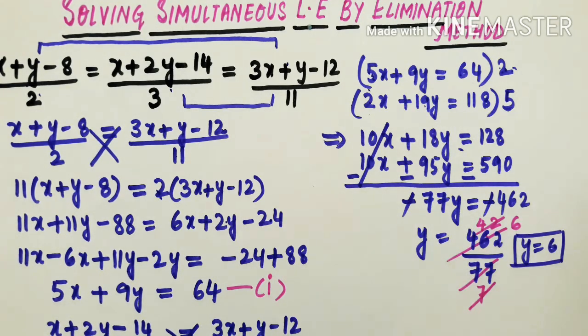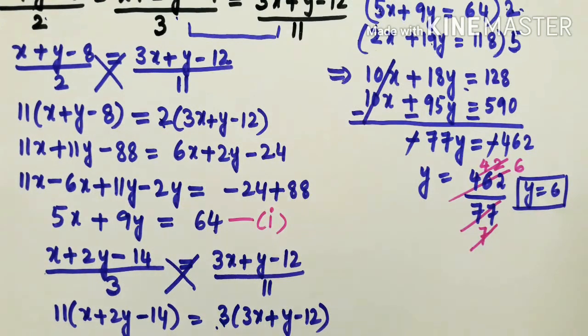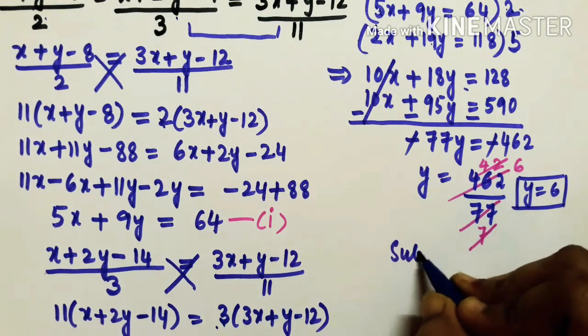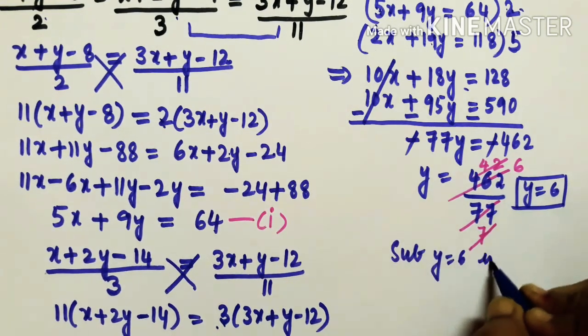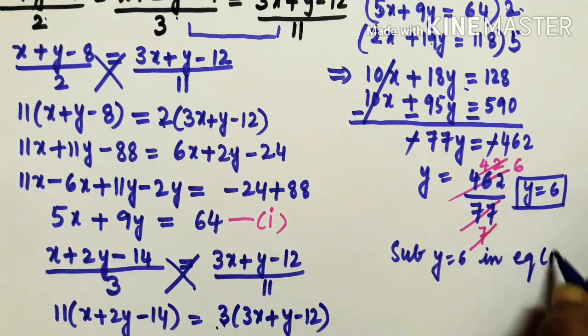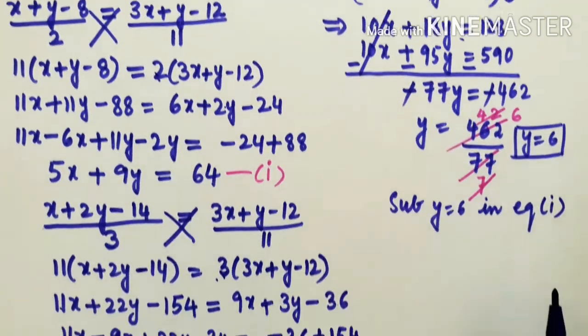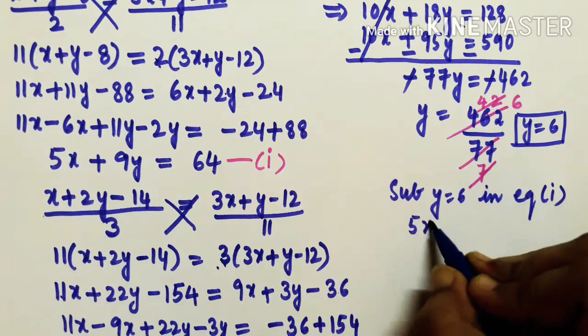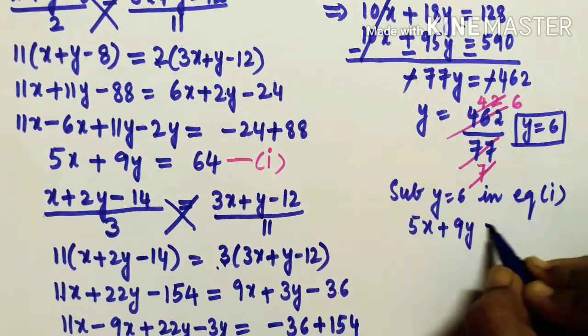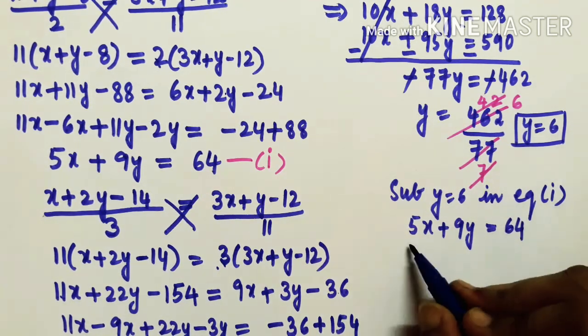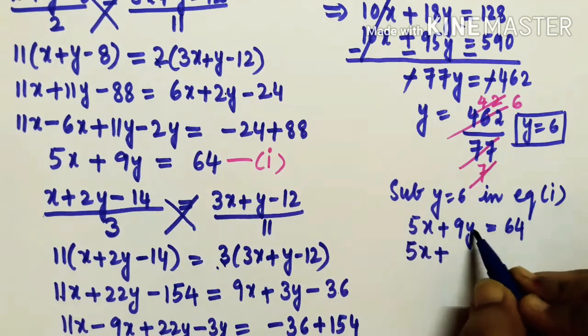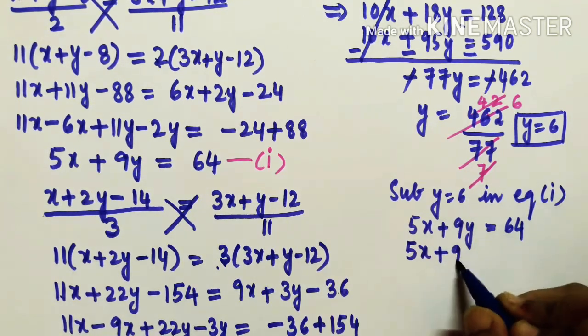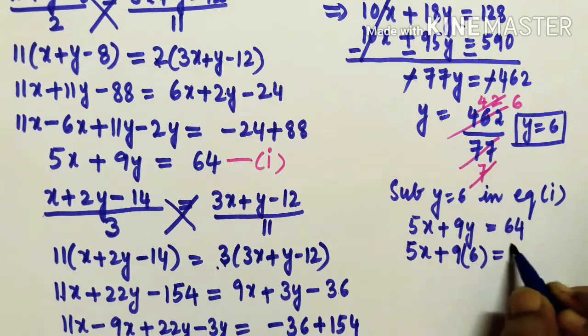Now what you need to do, you need to substitute this y equals to 6 in any equation, either 1 or 2. So let me substitute y equals to 6 in equation 1. Okay, so now what is your equation 1? Equation 1 is nothing but 5x plus 9y equals to 64. Now in place of y, you have to substitute 6, so 5x plus 9 into 6 equals to 64.